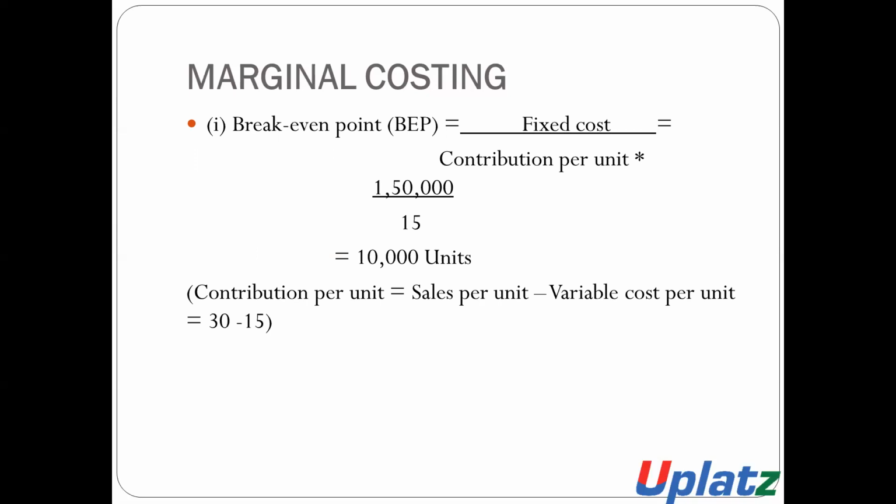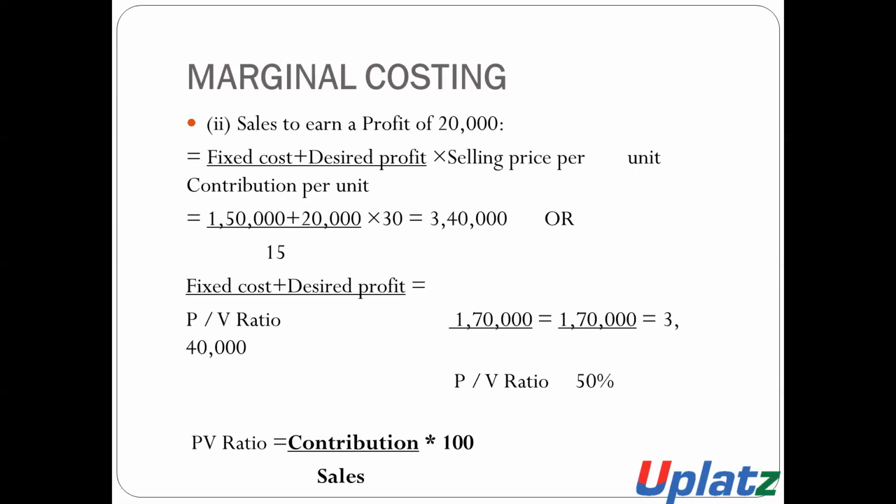Then fixed cost is 1,50,000 divided by contribution per unit. The contribution is 15 rupees. Then the total units of break even is 10,000. Now the sale to earn the profit of rupees 20,000.